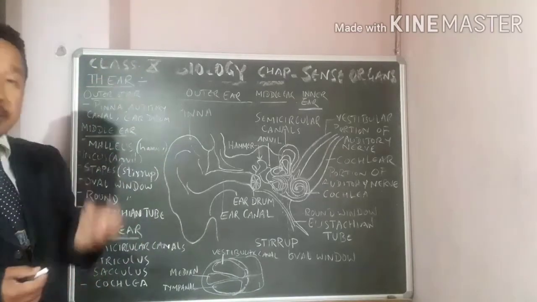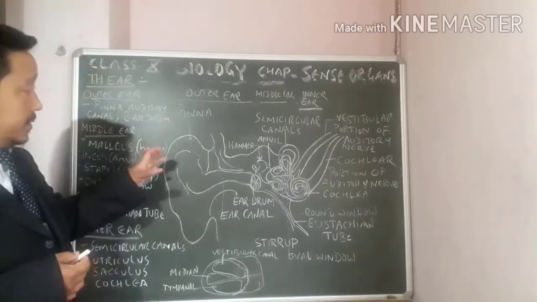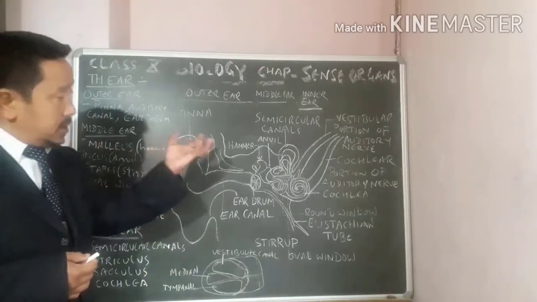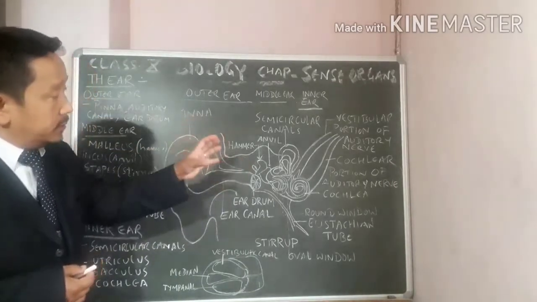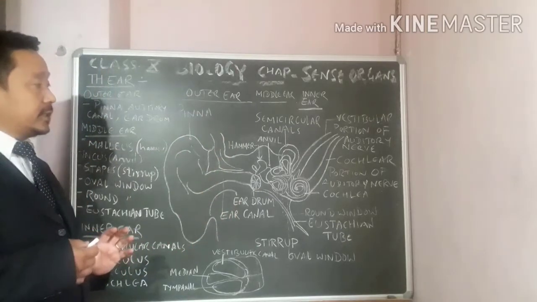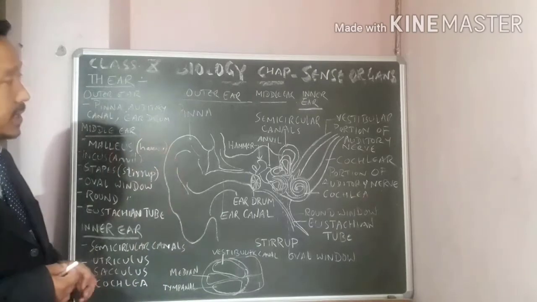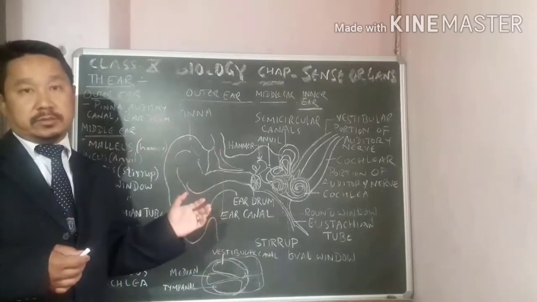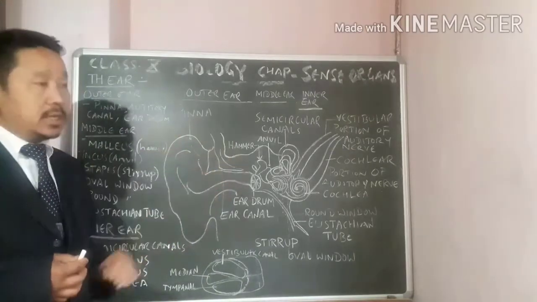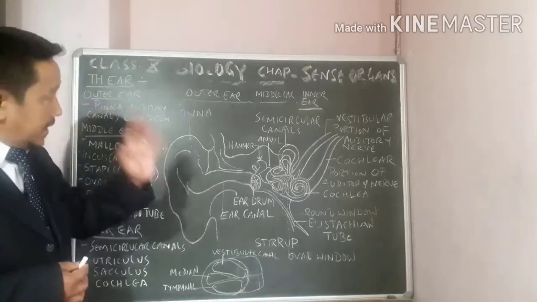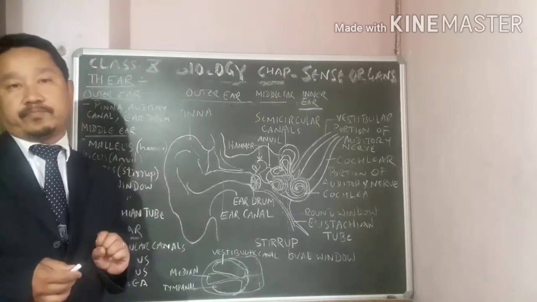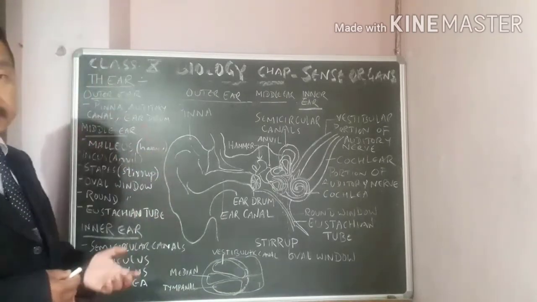Human ear. The diagram of the human ear is already here with all the parts shown, and we'll try to understand their structure and their functions. The parts of the ear shown here are all there in your syllabus, and we'll understand their structure and functions in the human ear. So now let's get started.